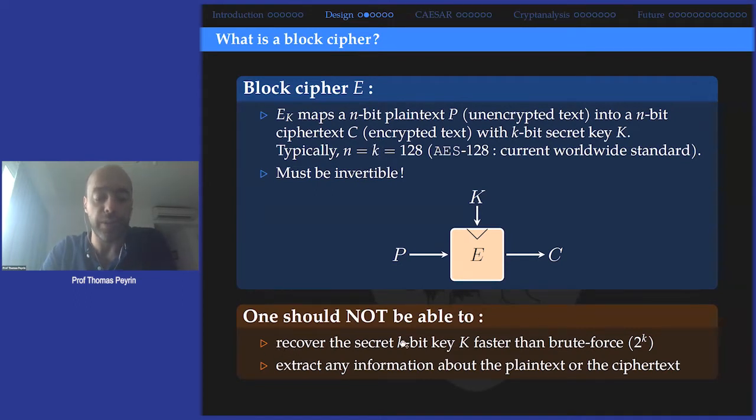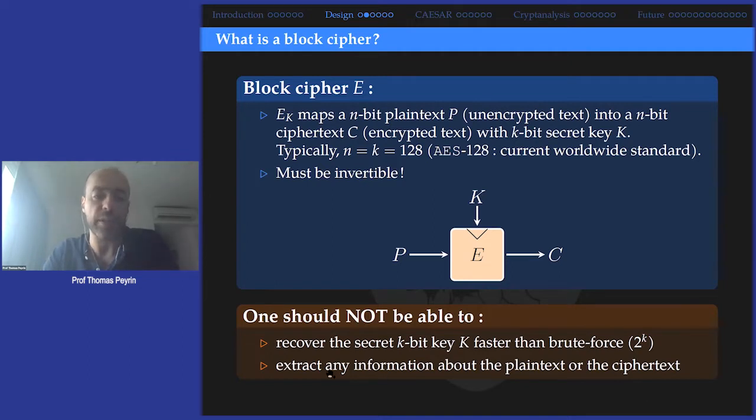So we want it to take the attacker at least 2 to the k operations to recover this key. Basically, we want him to only be able to try all possible keys randomly in order to recover it. He should not have any kind of shortcut to be able to recover that key. That's the first thing that we want.